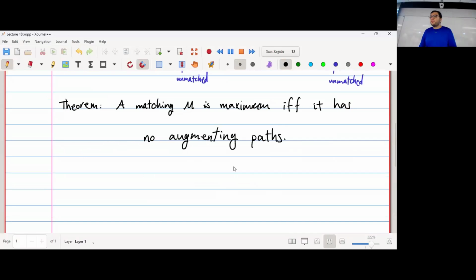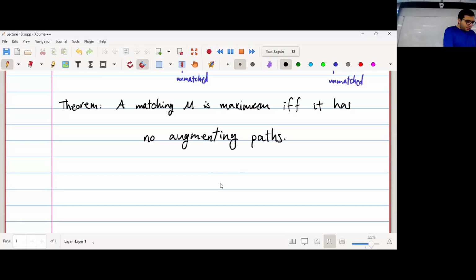Now, one side of this theorem was trivial, because if I do have an augmenting path, I can make my matching bigger. So of course, my matching is not maximum, but we also proved the other side. And the way we proved the other side was that we said, okay, let's say this matching M is there. Let's take a maximum matching M star. Let's look at their difference. Let's look at their symmetric difference, the delta. And then we use that to find an augmenting path.